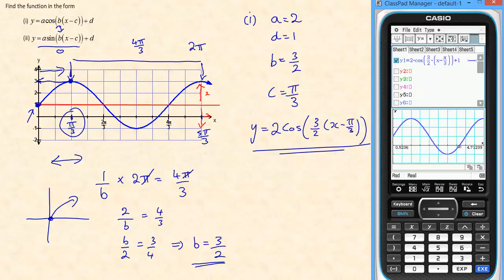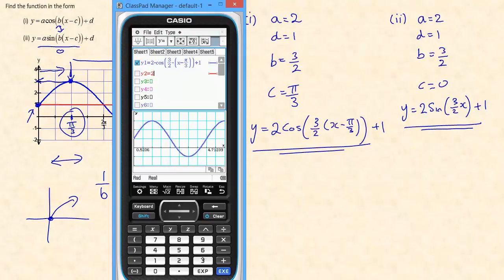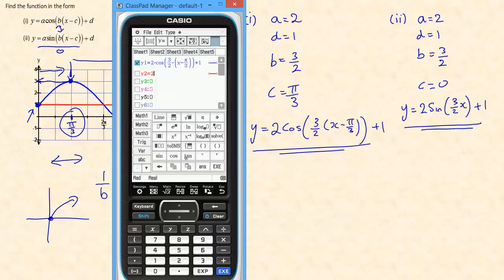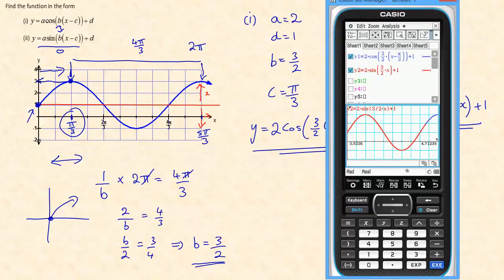Now, if I now do the sine that we got, remember it's actually the same curve. So what we should see is the red curve just overlaying the blue curve. So sine 3 over 2 x and add 1. So we should see this just go over the top of the other one. So plot the blue one and the red one goes over the top. So that's an indication that we got it right.